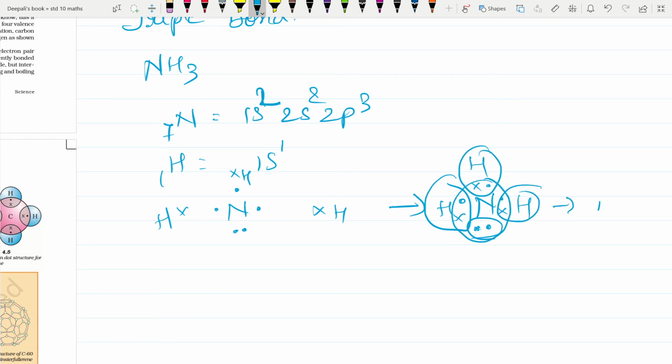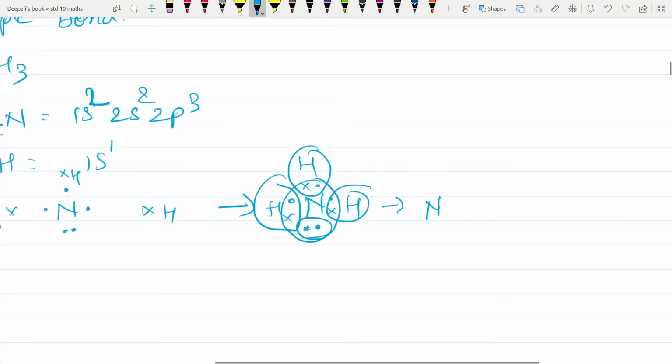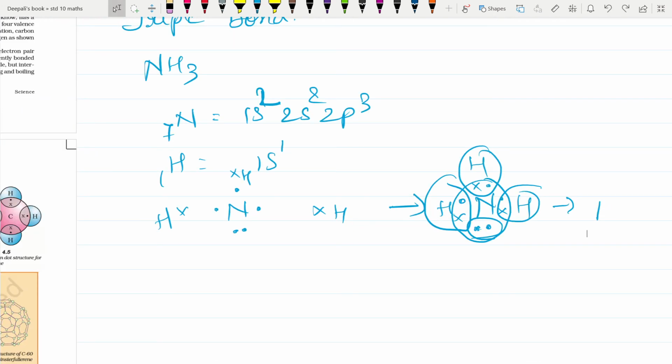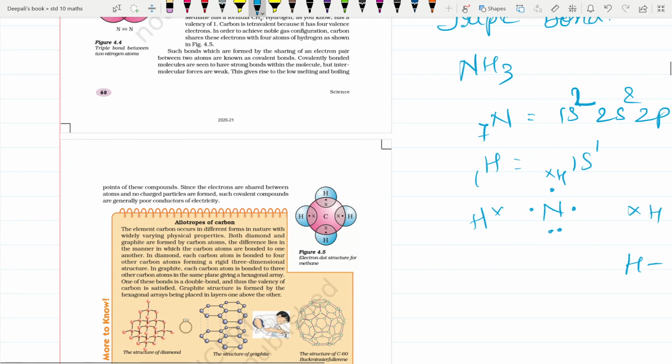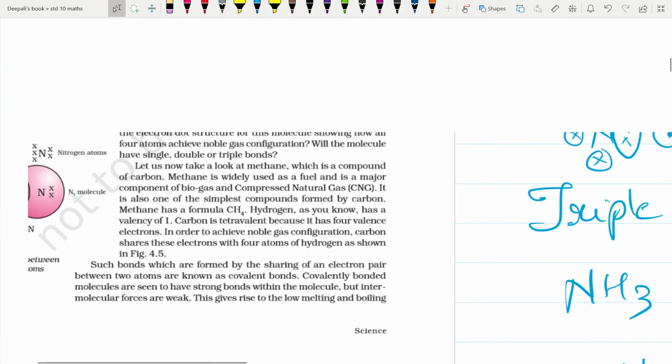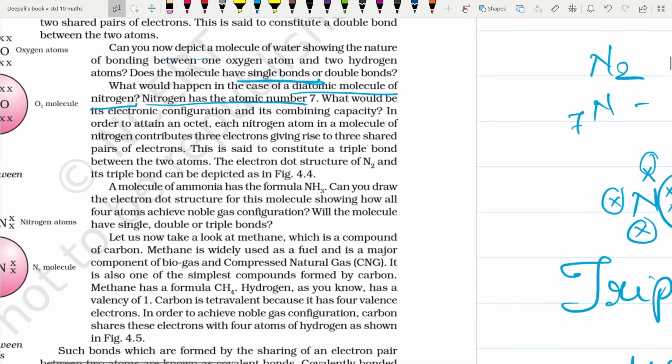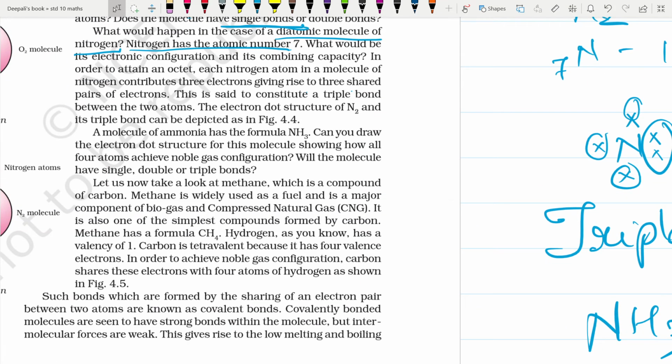And you get N with H, H and H, that is NH3. This is the ammonia molecule. So you can easily observe how in the ammonia molecule, a molecule of ammonia has formula NH3. You can draw the electron structure for this molecule showing all the 4 atoms achieve noble gas configuration. We already saw that, with a single bond between each nitrogen and hydrogen atom.